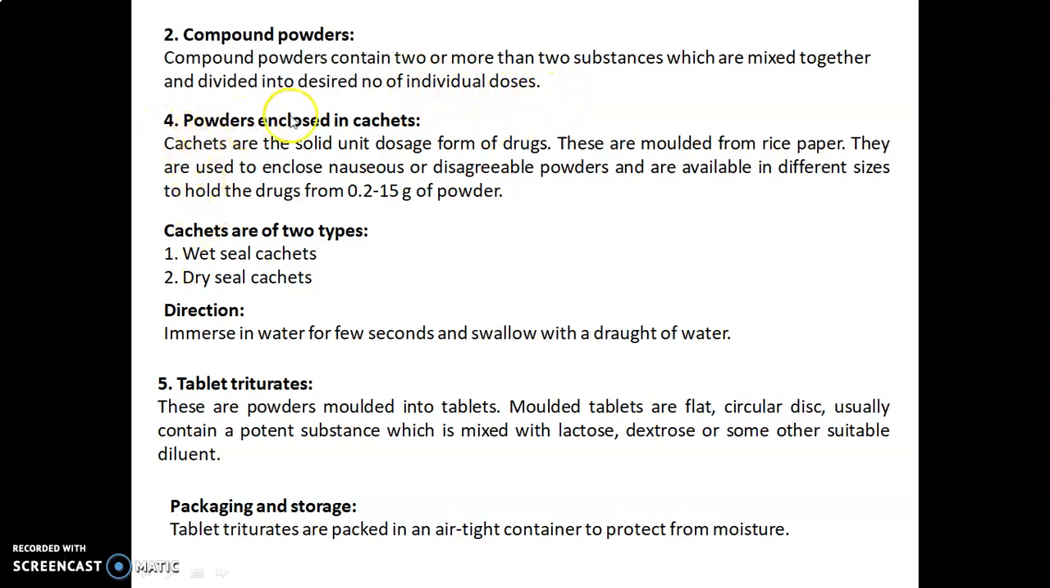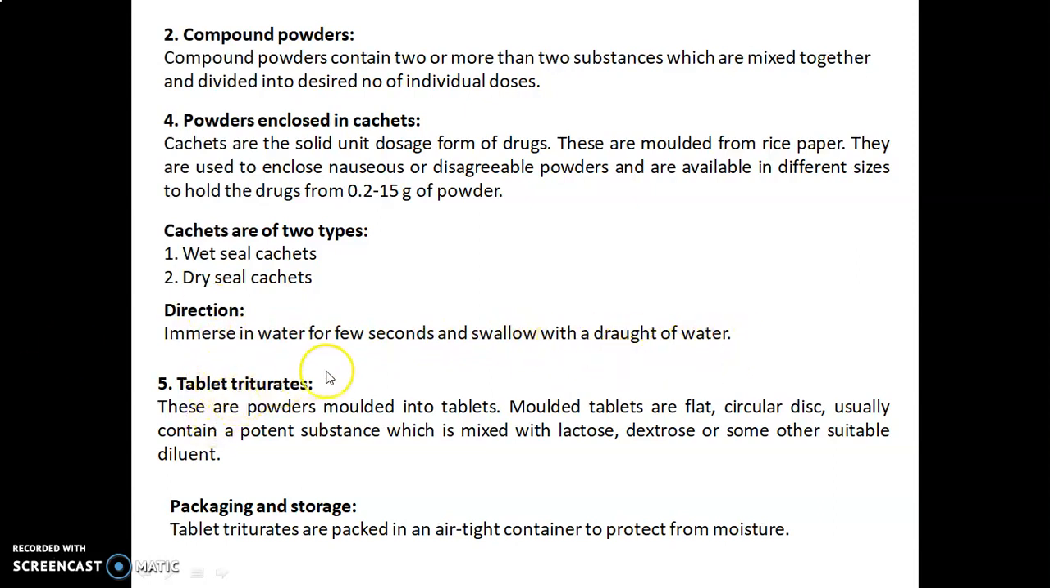Fourth one, that is powders enclosed in cachets. Cachets are solid unit dosage forms of drugs. These are molded from rice paper. They are used to mask nauseous or disagreeable powders and are available in different sizes to hold drugs from 0.2 to 15 gram of powder. Cachets are of two types, that is wet seal cachets and dry seal cachets. Direction for this is immerse in water for a few seconds and swallow with a draught of water.